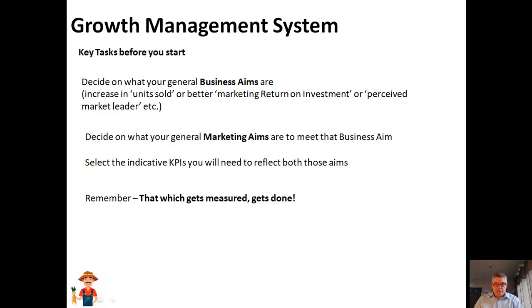Then decide on what your general marketing aims are to meet that business aim, and then select the indicative KPIs that you will need to reflect both those aims. In essence, what we're talking about here is choose the funnels that you are going to measure, whether you measure all of them or a combination of them or some, because remember that which gets measured gets done. When you're producing a system like I'm going to show you, because you're sort of hand cranking it, you might not want to use all your funnels. You might have 50 or 60 funnels running at any one time. And if you're a small business with a small amount of employee resource, then you might want to simplify it slightly.